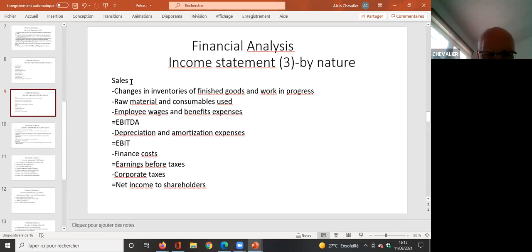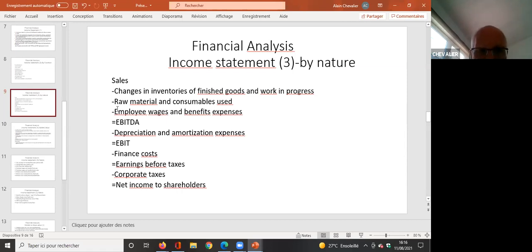is the difference between what we call in national accounting systems in Vietnam and in other countries, production, which can assimilate to sales level, and consumptions, which are mainly raw materials and consumables used. It means if we introduce the added value here, it will be on the fourth line here, between the raw material and consumable used, which are consumptions, and the employee wages and benefits expenses, which is part of the distribution of the added value created in 1 year by the firm.